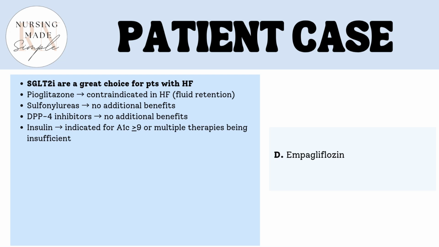So, this just breaks that down again. SGLT2 inhibitors are a great choice for patients with heart failure. Pioglitazone is contraindicated in heart failure. Sulfonylureas provide no additional benefits to the patient's comorbidity. Same thing with DPP4s. In addition, DPP4s have a potential increase of heart failure, especially saxagliptin. And then insulin is not necessarily indicated yet. So, answer D, the SGLT2 inhibitor, would be the best option for this patient.